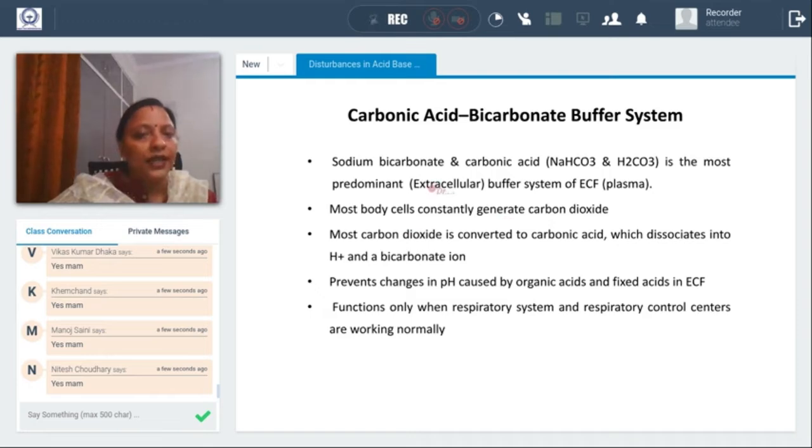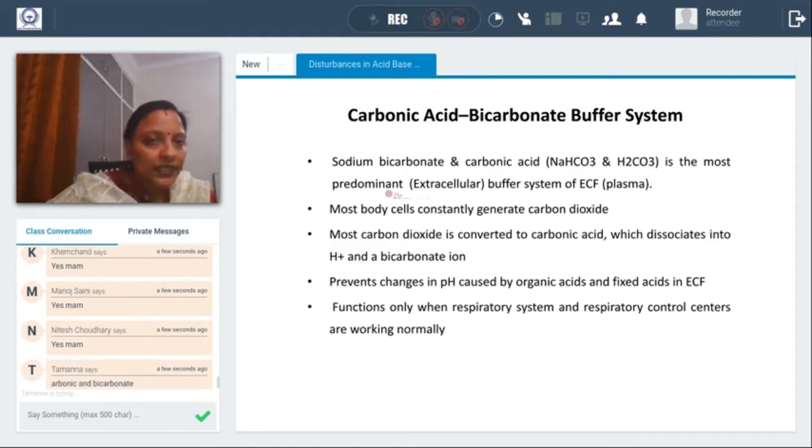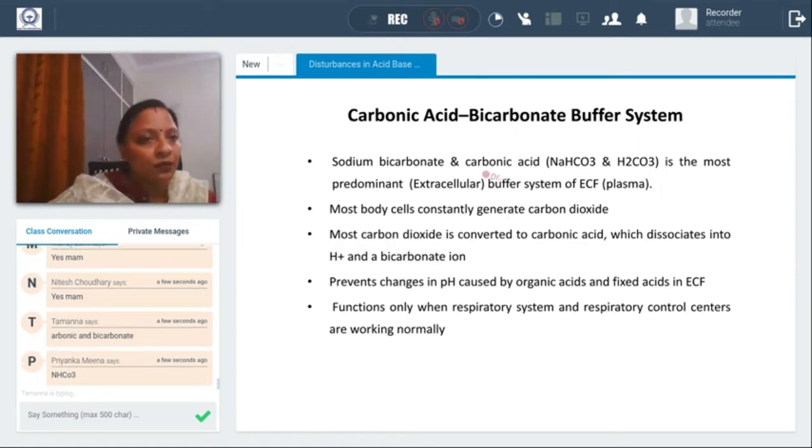So the most important predominant extracellular buffer of our body is what? Please write in the box. Am I audible to all of you? Yes, this is the carbonic acid bicarbonate buffer system, or we can say the bicarbonate buffer system. Its salt is sodium bicarbonate, NaHCO3.